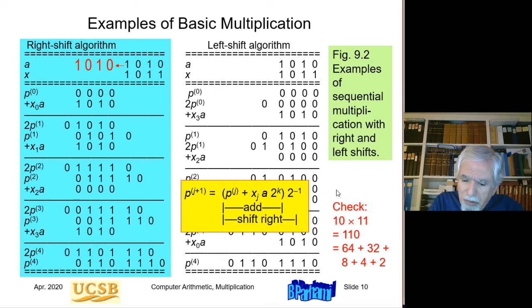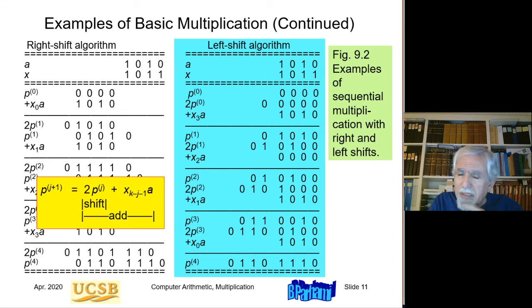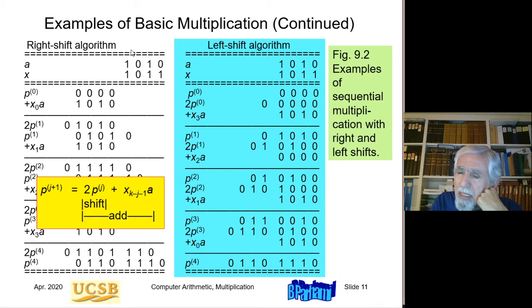Okay, so let's now do the multiplication using the left shift algorithm highlighted here. This is the recurrence from the previous slide. So A and X are written at the top. P0 is initialized to 0. So the algorithm says double the partial product and add xk minus j minus 1 times a. So double the partial product. Here is the doubled partial product.